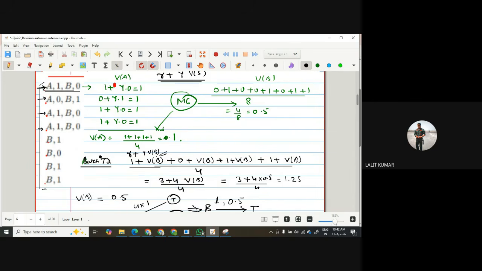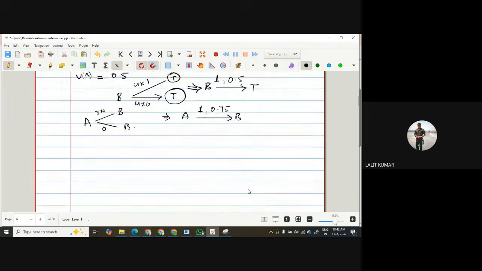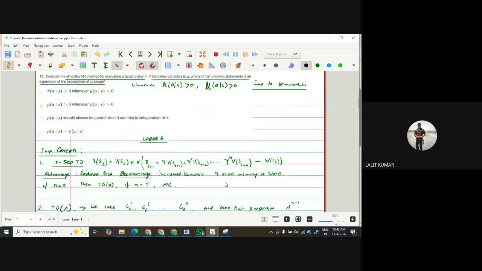Whereas in Monte Carlo, here I know that the next state of B is 0. Okay, here it is 1. Here it is 0. Here it is 0. Okay, sir, got it. We'll see some other questions also. We'll solve three or four questions like this.